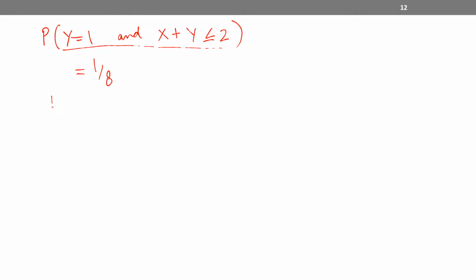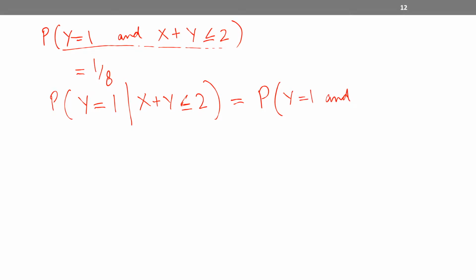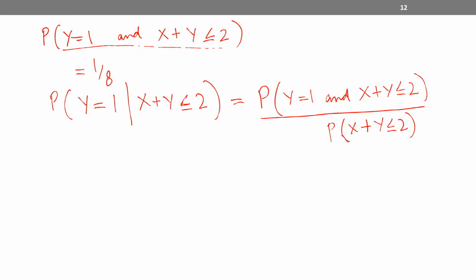Now we can also find a little more complex probabilities. For example, what is the probability of Y equals 1 given X plus Y is less than or equal to 2? From our knowledge of conditional probability, we know that this can be computed by finding the probability of Y equals 1 and X plus Y less than or equal to 2, divided by the probability of X plus Y less than or equal to 2. This is from the definition of conditional probability. I already computed the numerator, so I know that it is 1/8. Now I need to compute the denominator, the probability that X plus Y is less than or equal to 2.